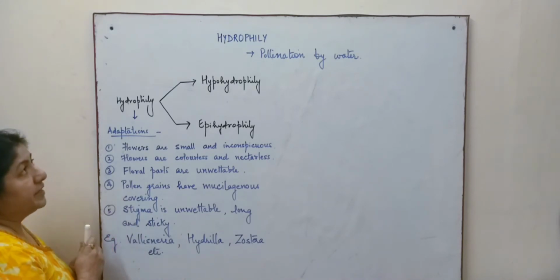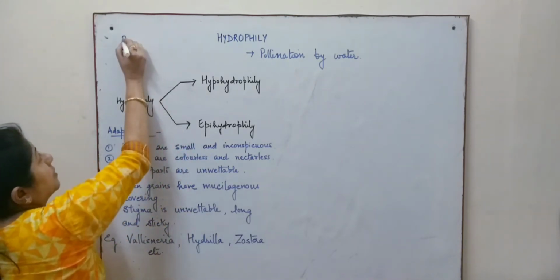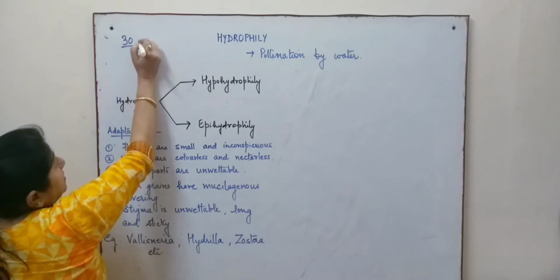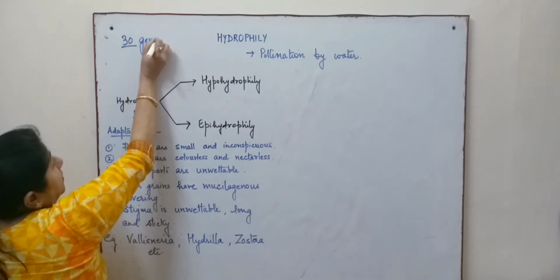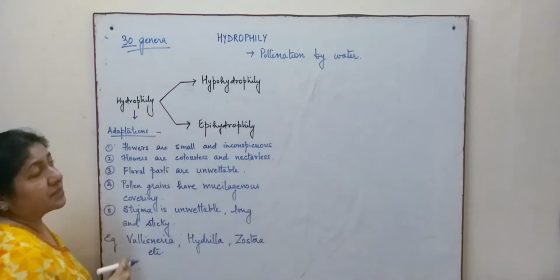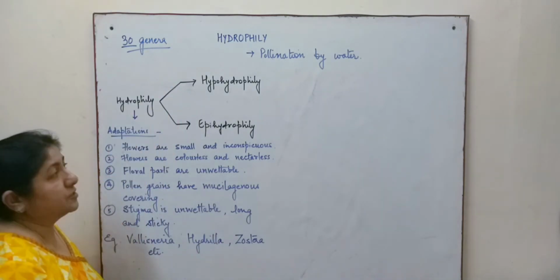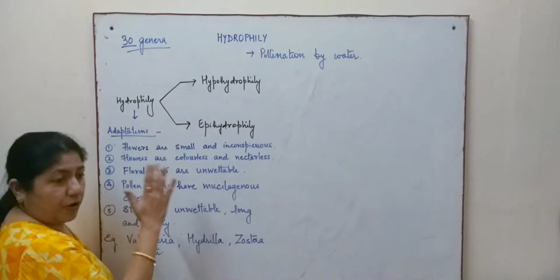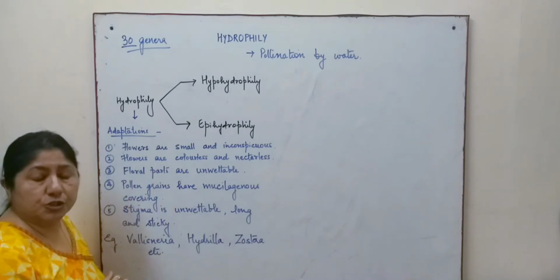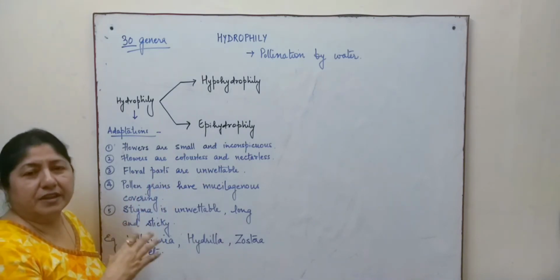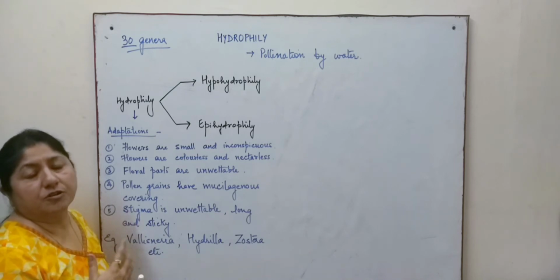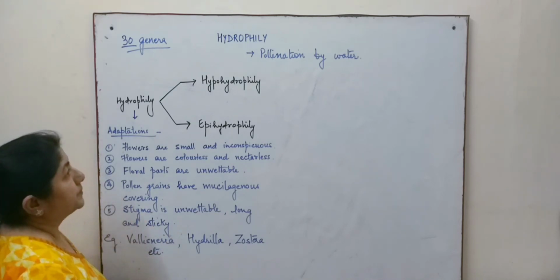Now, when we study plant species, only about 30 genera follow hydrophily out of the total plant species. This process of pollination by water is very uncommon. That means it is not very common among plants.